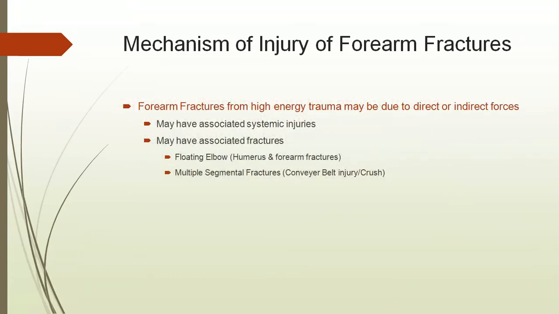So coming to the mechanism of injury of the forearm fractures, they may result from either indirect low energy or high energy impact. Low energy impact is different and high energy impact is different. With low energy, there may not be any combination. So what do you mean by combination?